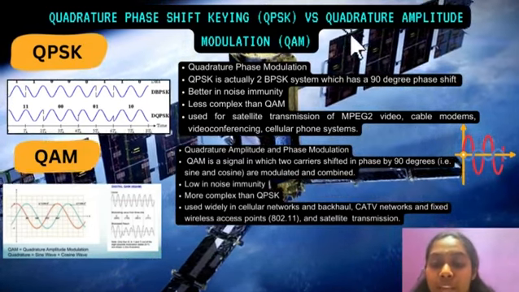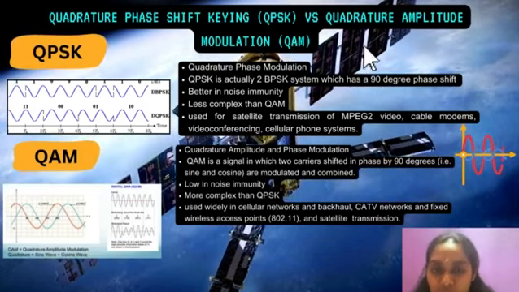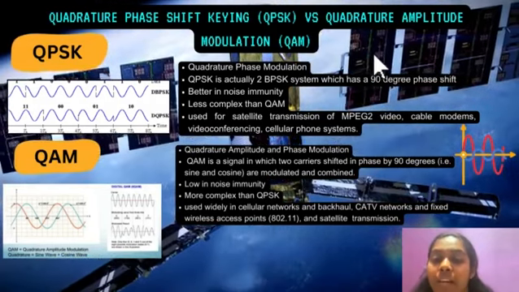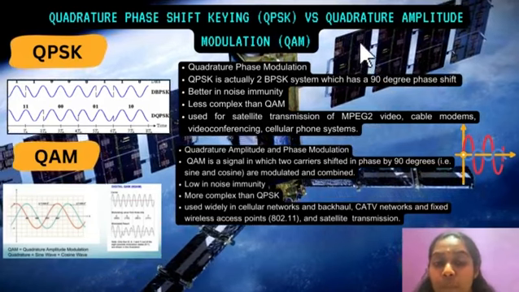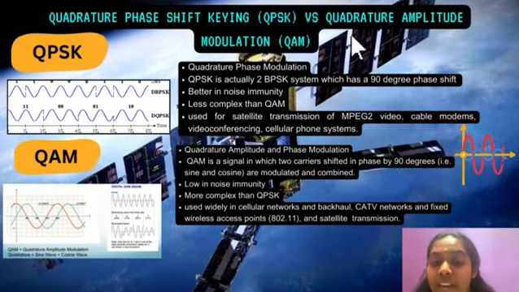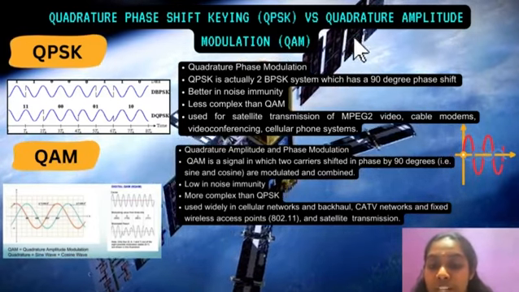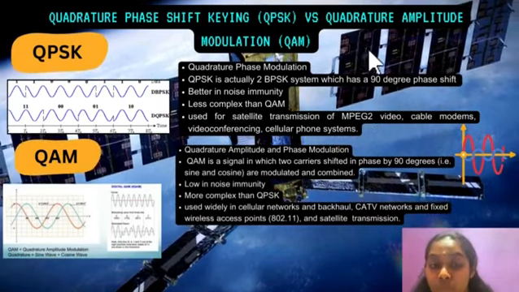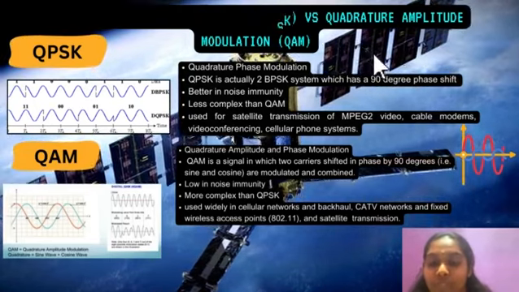So QPSK is better in noise immunity, while QAM is low in noise immunity. QPSK is less complex than QAM, and normally QPSK is used for satellite transmission of MPEG2 video, cable modems, video conferencing, and cellular phone systems, while QAM is widely used in cellular networks and backhaul, CATV networks, fixed wireless access points and satellite transmission.